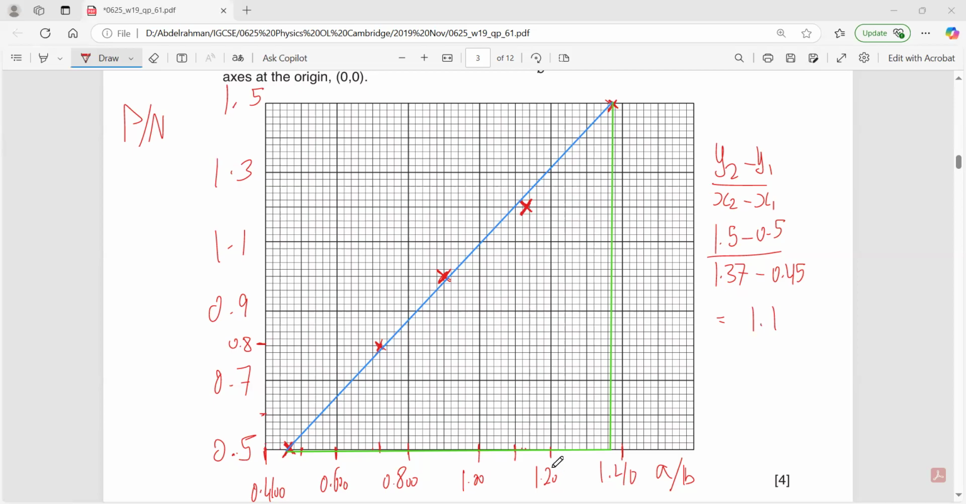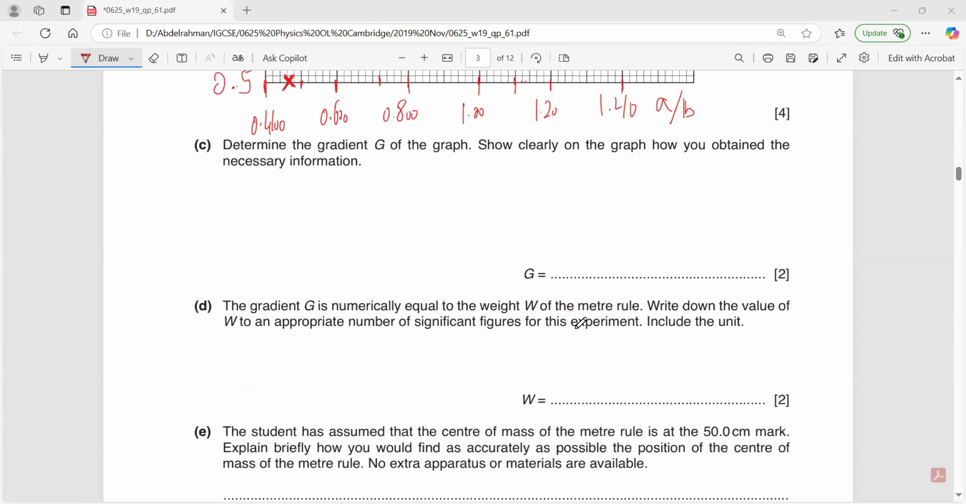So G was 1.1. We calculated G. The gradient G is numerically equal to the weight W of the ruler. Can I write down the value of W? Yes, it's numerically equal to G, meaning that W is 1.1. But I need to include the unit. What is the unit of the weight? The unit of the weight is newtons.